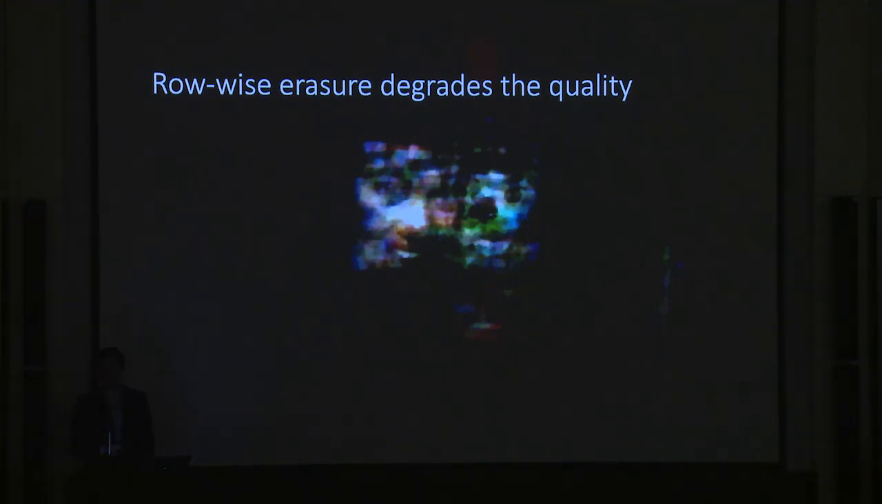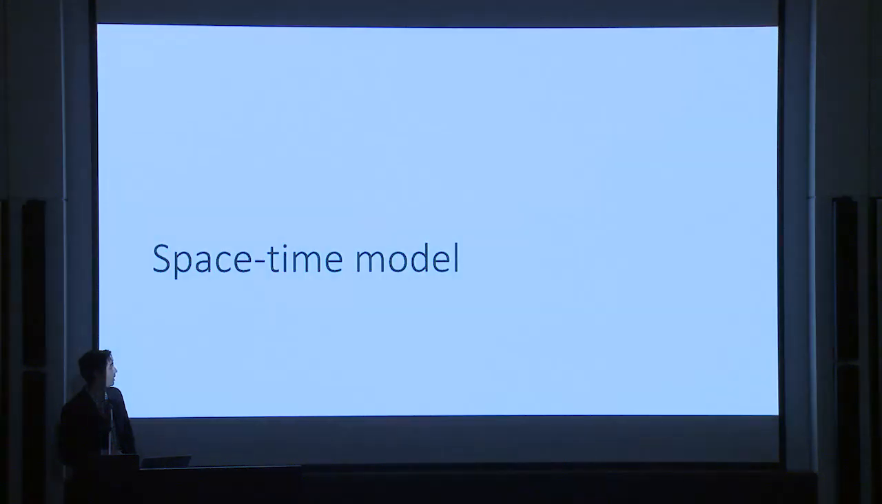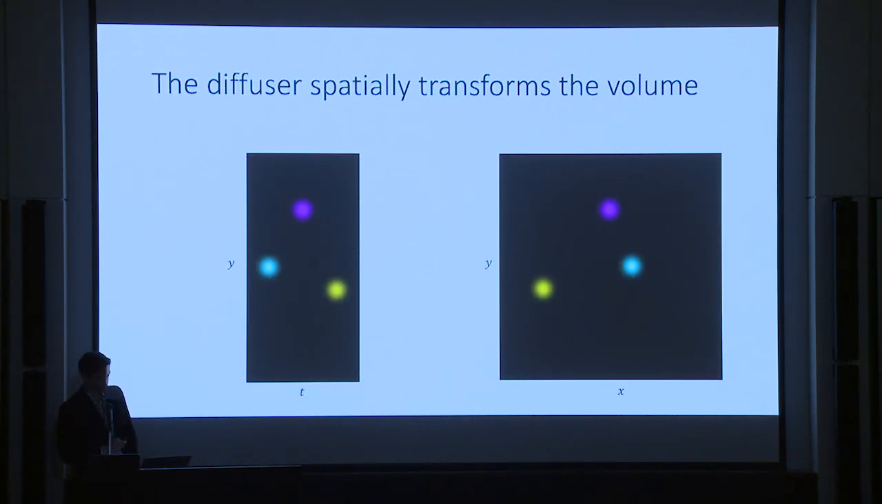And so in order to fix this, what we need to do is go to a full 3D space-time model. So I'm going to go over the space-time model, which is basically combining the diffuser camera with the rolling shutter model. Back to our simple object. Just to remind you, it's three point sources at unique space-time points in the volume.